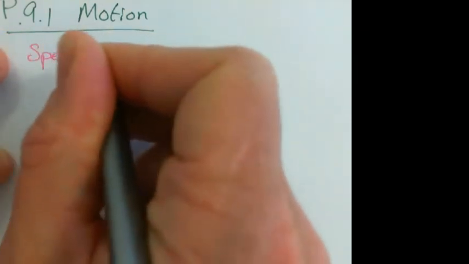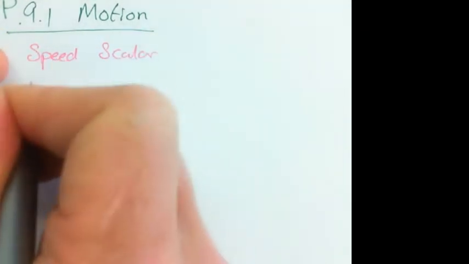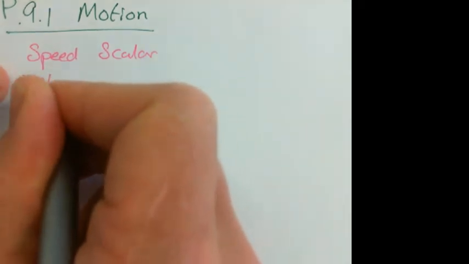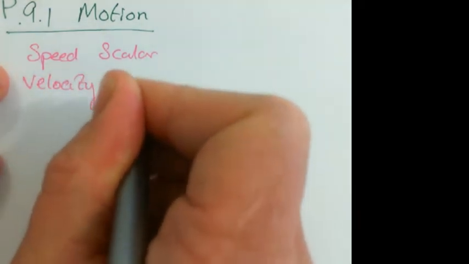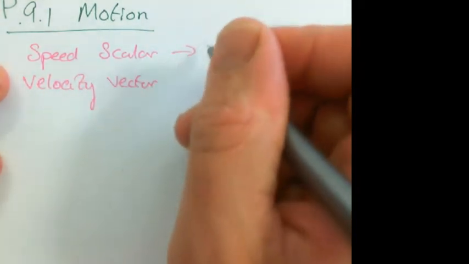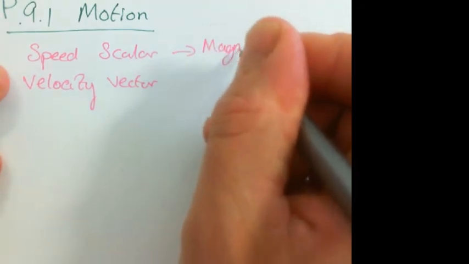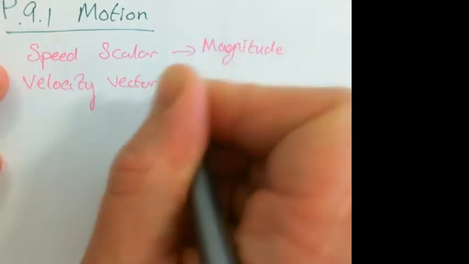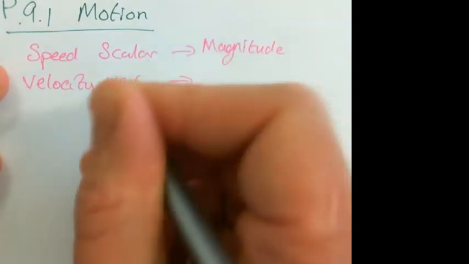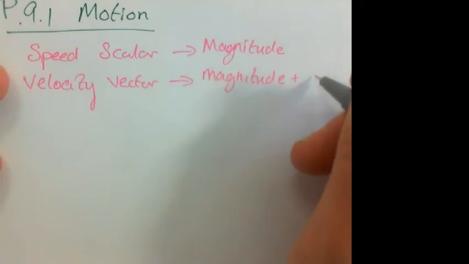Okay, P9.1, motion. Let's start off with the definition for speed or velocity. If you remember, speed is a scalar, velocity is a vector, and what that means is speed only has magnitude, and velocity has magnitude and direction.